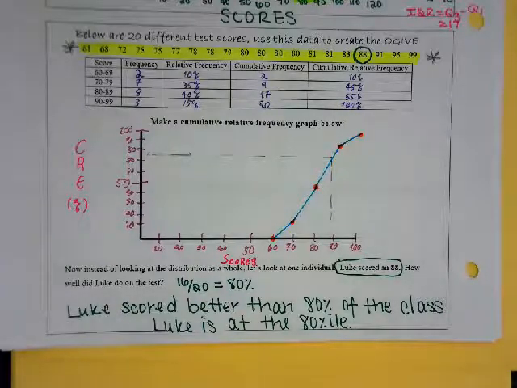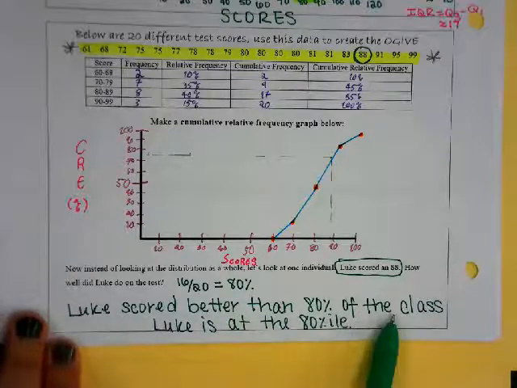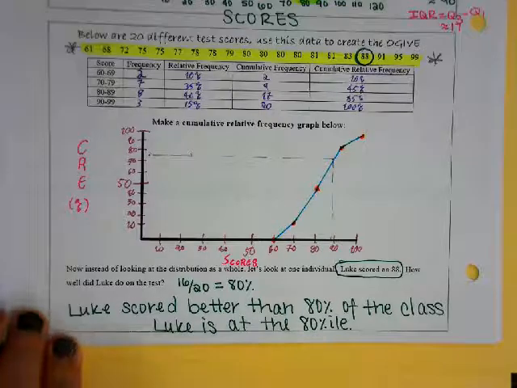And that tells you that your score, like here, Luke's score was better than 80% of the class. So he's at the 80th percentile. So he did better than 80%.